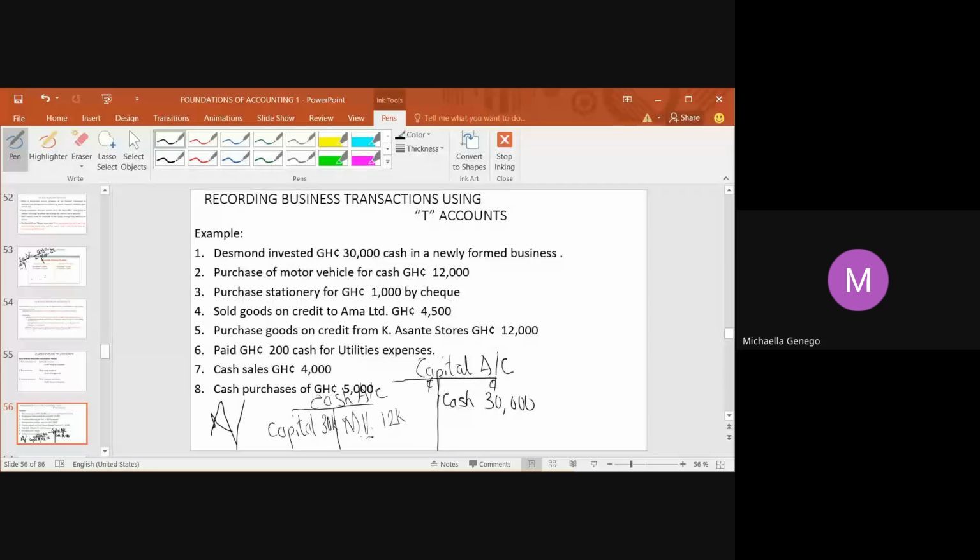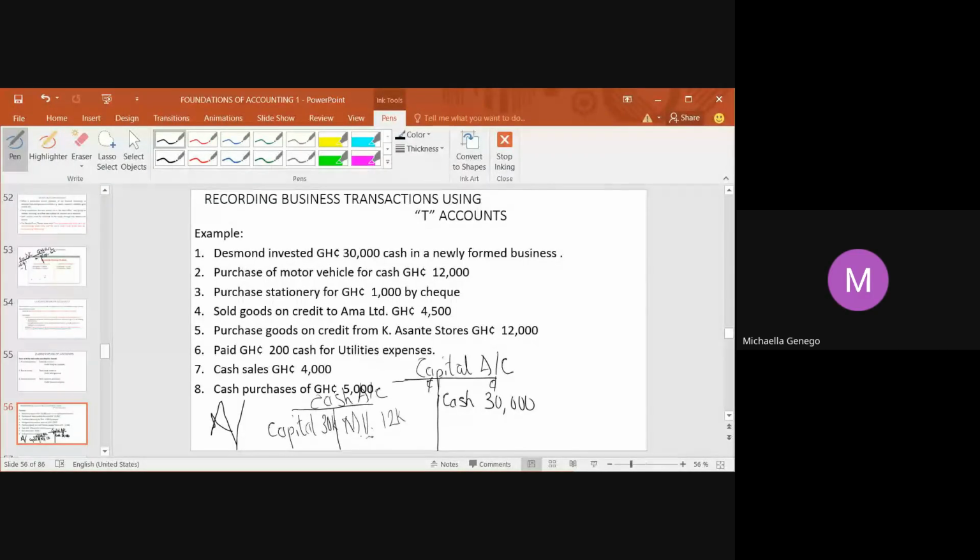So now what are we recording? Where are we putting it? Is sales increasing or decreasing? Our income is increasing, right? So we'll debit sales account and then we'll credit cash account. Please, are you getting the concept?